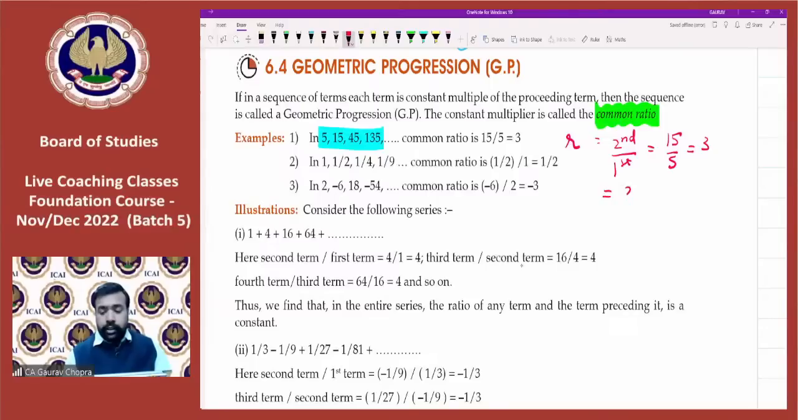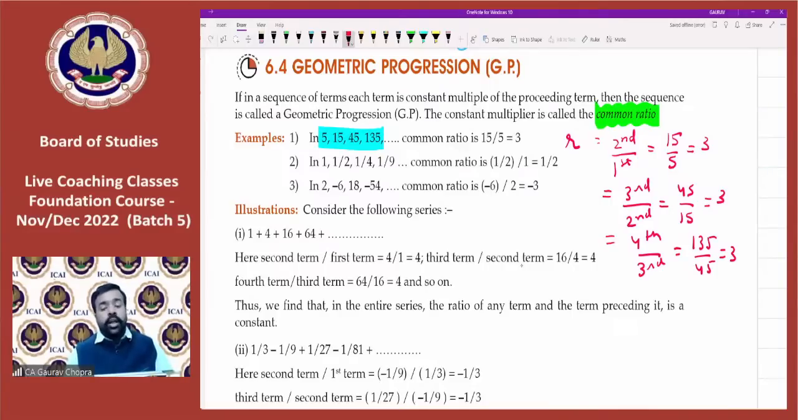Similarly, third term upon second term. What is the third term? 45 divided by second term, which is 15. So again the ratio is 3. Then if we calculate fourth term divided by the third term, 135 by 45, it is again 3. So on comparing the numbers of the series, we found that the ratio is common. Whenever there is a common ratio, the series can be regarded as geometric progression.